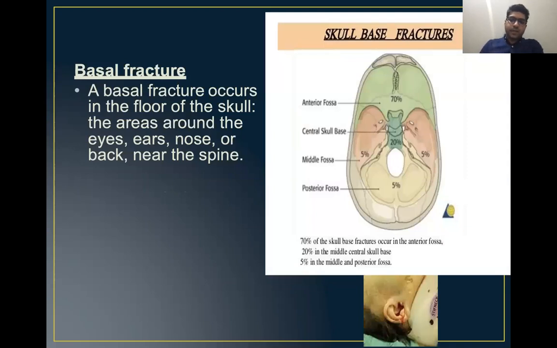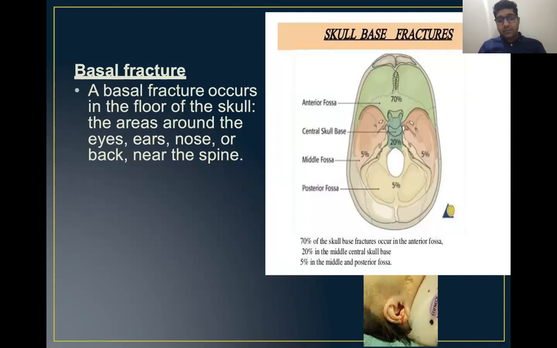So, coming to the basal skull fracture. This is also one of the types of skull fracture. It usually occurs around the floor of the skull, in the areas of the eyes, ear, nose, and back. As you can see here, this area is made up of the sphenoid bone and the temporal bones, where there's a junction, and this area is called the base of the skull. A fracture over this surface can lead to deleterious effects.